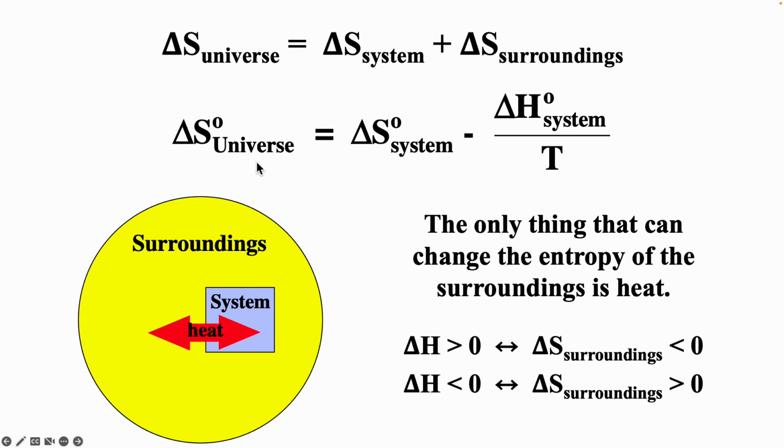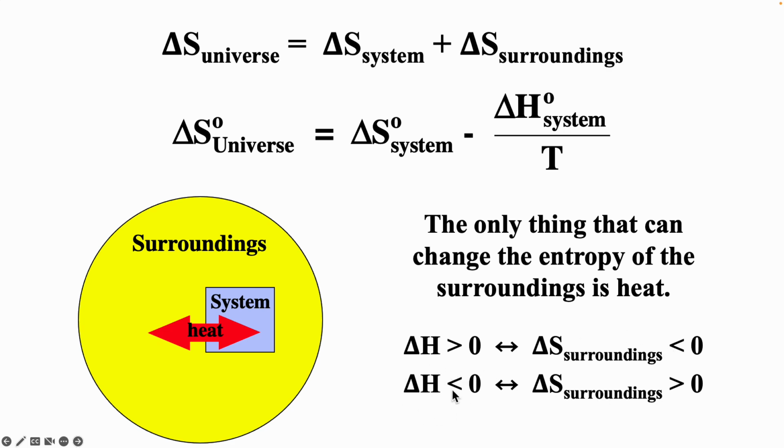And so we can write the change in entropy of the universe is equal to delta S of the system minus delta H over T. And so if delta H is positive, that corresponds to an endothermic process. And so heat's going from the surroundings to the system. And so delta S of the surroundings would be negative.